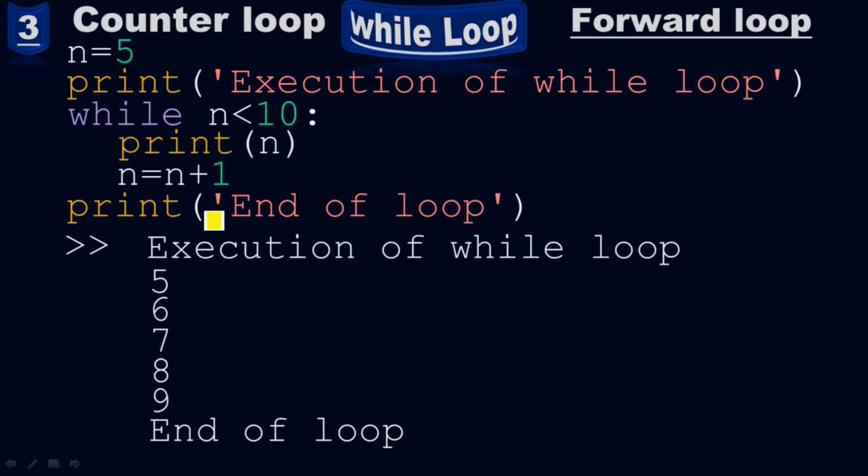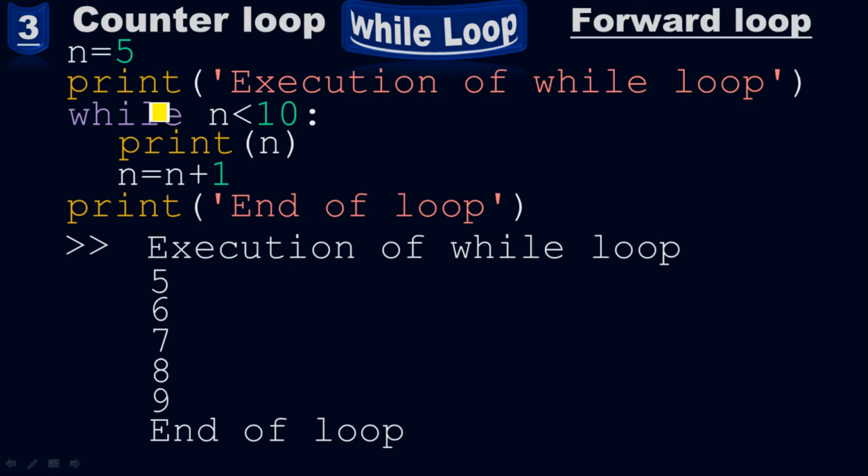And also one last message, which is "end of loop". It is because of this print function. Look, what we did here, we just did a simple modification. I have just added one print function after n equals 5 and one print function at the end, which is "end of loop". Nothing difficult.